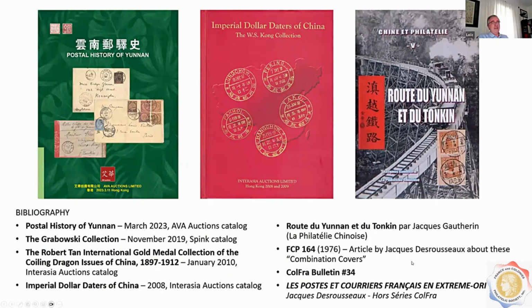Bibliography: what I have looked at and where I found some information. Auction catalogs, obviously, for the actual letters. I will take the descriptions from the sellers or the auction house with a grain of salt, because sometimes they conflict and don't agree on their explanations, especially when they try to explain the postal rates. But there have been quite a few of those, like combination covers or double franking covers, for sale by Ava Auctions, by Spink, by Interasia, which I believe no longer exist.